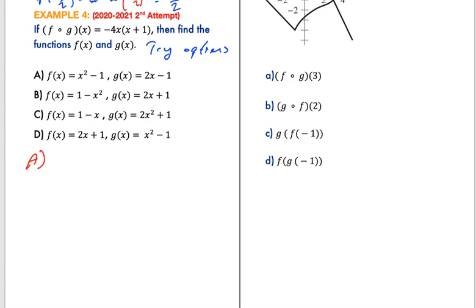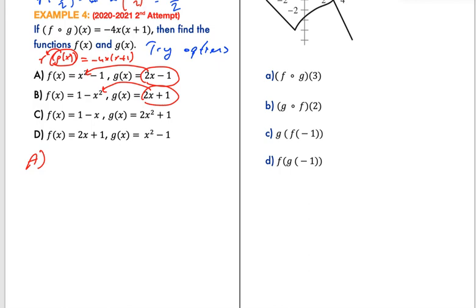What is the question? The given is f of g of x being equal to negative 4x, x plus 1. So we should put g into f. This is the inside function. We should put it into f. So in every option, plug in g function for f one by one until we get the correct answer. So first option, let's try.